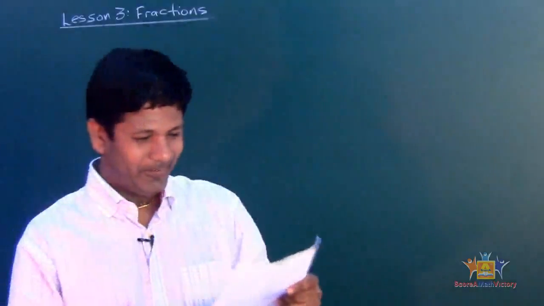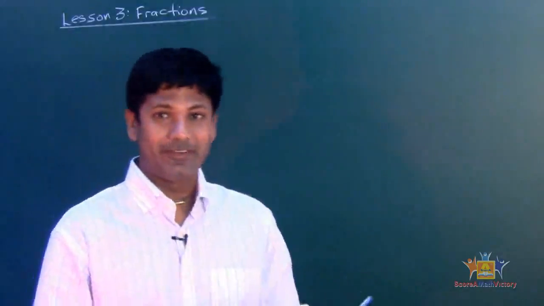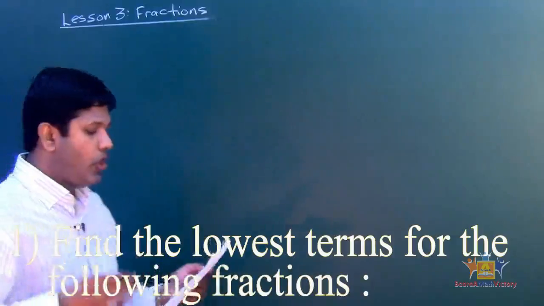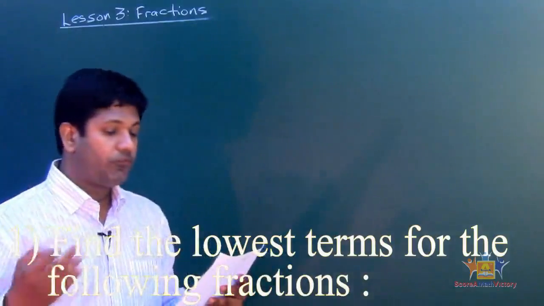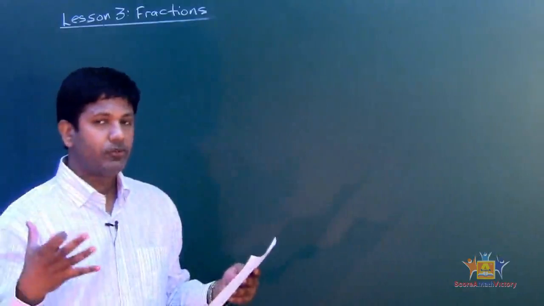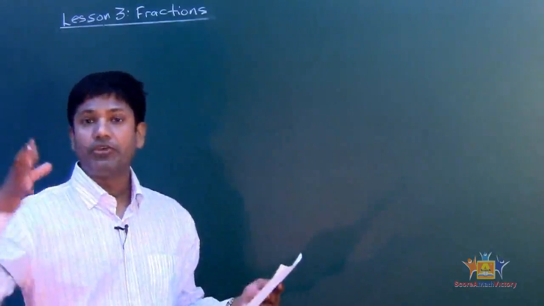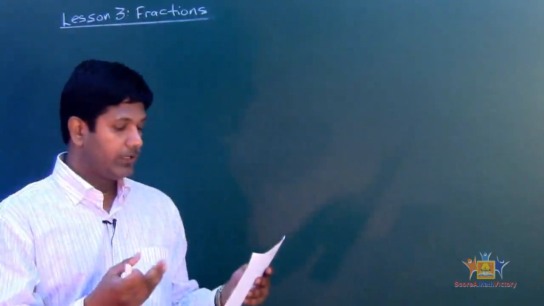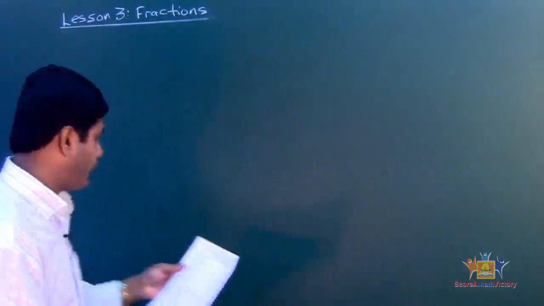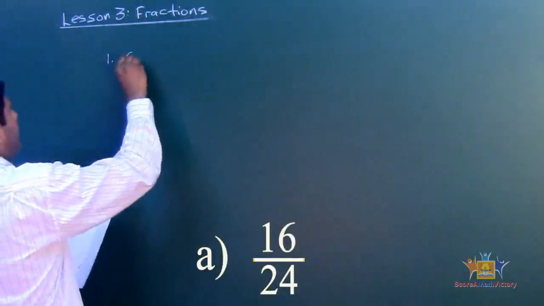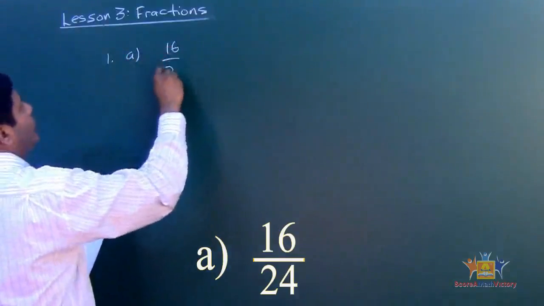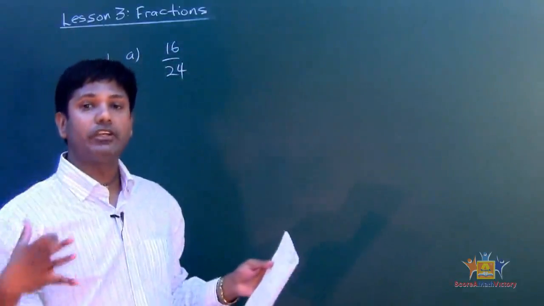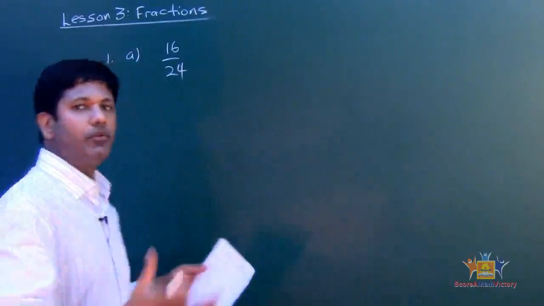Okay, good. All right, so, whoa, he gave you 4 questions. Not bad, isn't it? All right, let's do it. The first question says, find the lowest terms for the following fractions. That means you're trying to simplify, or reduce it to the lowest equivalent fraction. You're given 16 over 24. So let's write that down. 1a. You're finding the equivalent fraction in the lowest form.